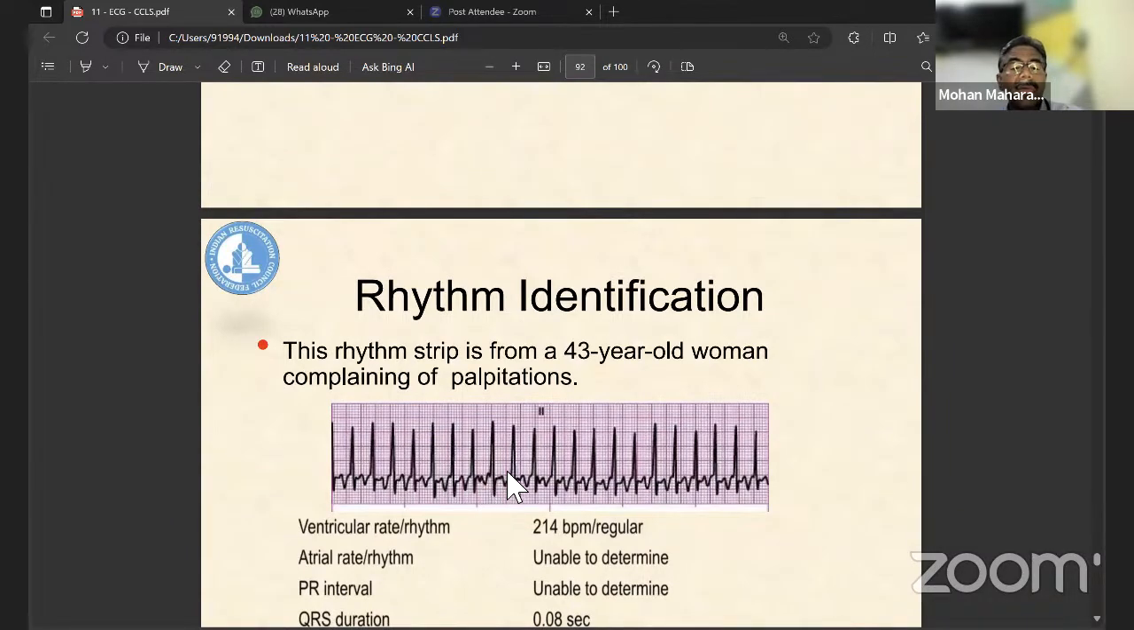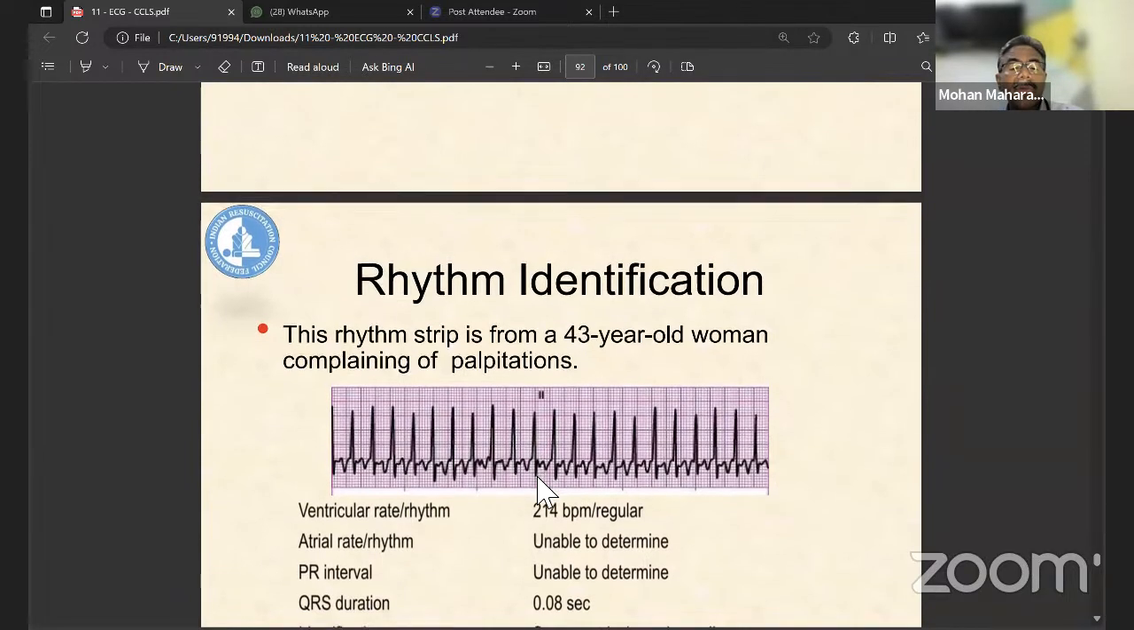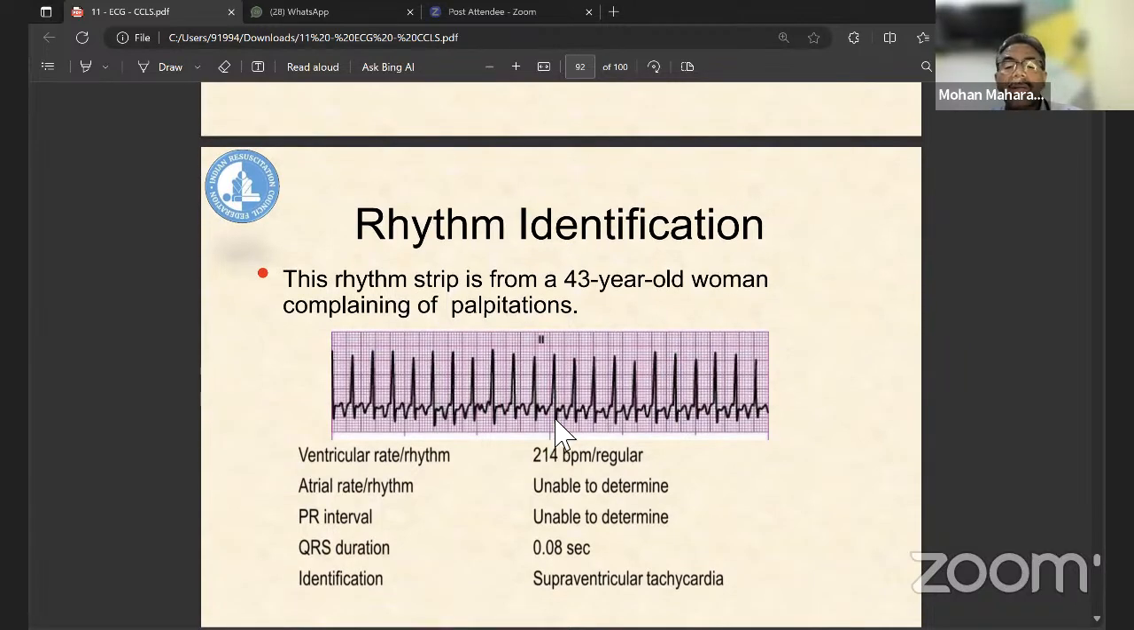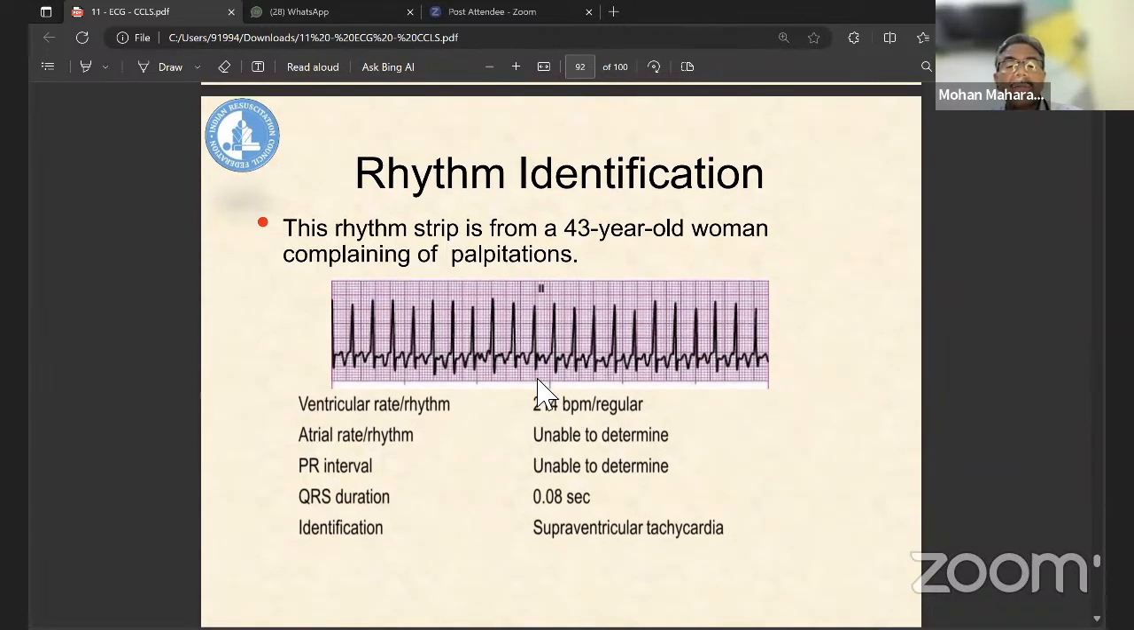Not able to determine because of the P waves and PR interval. Only when you see the P wave will you be able to see the PR interval. When you are not seeing the P wave, you cannot see it. The QRS is almost the same, 0.08 seconds. So it is a supraventricular tachycardia.